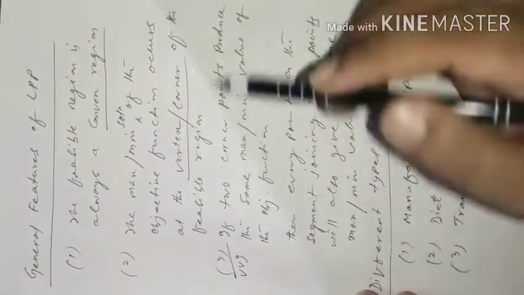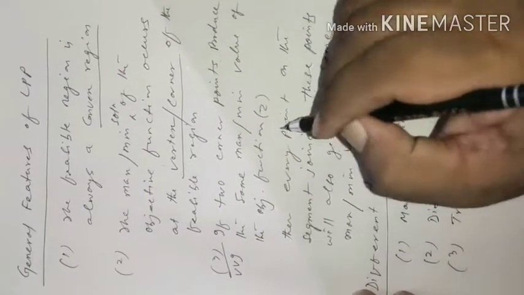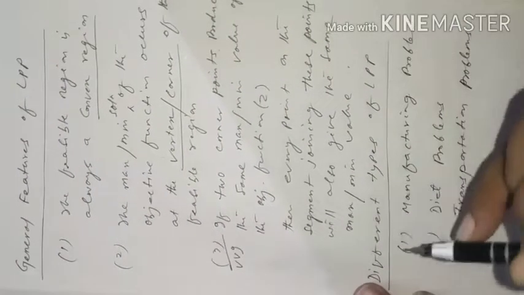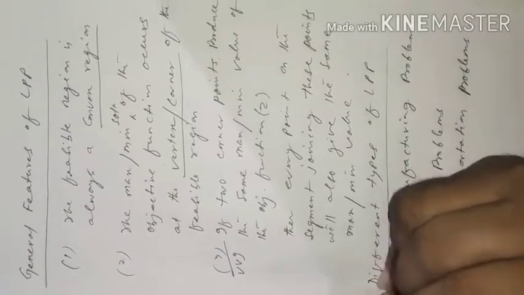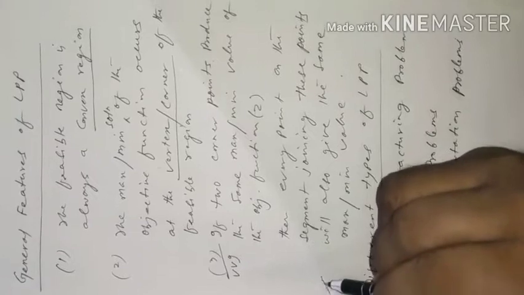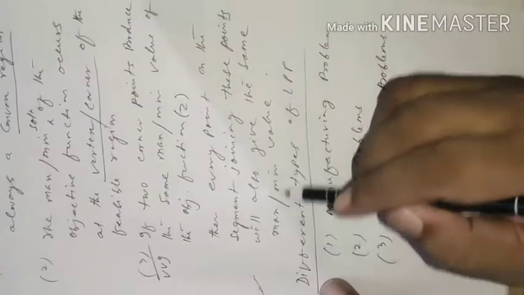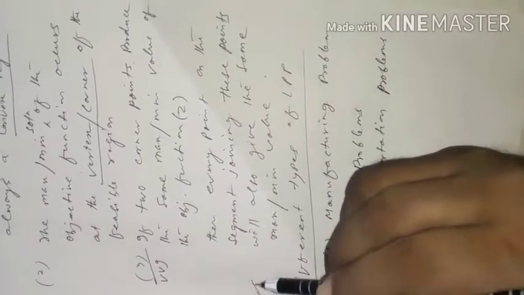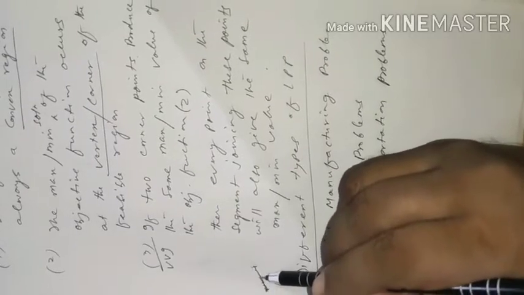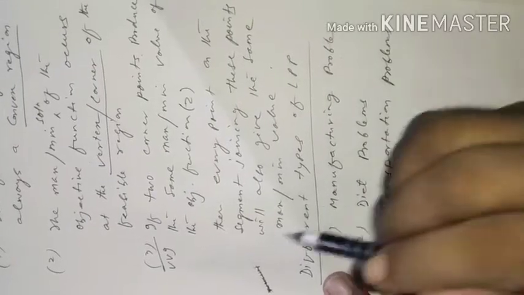If 2 corner points produce the same maximum or minimum value of the objective function Z, then every point on the line segment joining these 2 points also gives the same maximum or minimum value. That means this is the maximum value and this is the maximum value, and you join the 2 points. That is a line segment, and any point you take on it gives the maximum or minimum value.